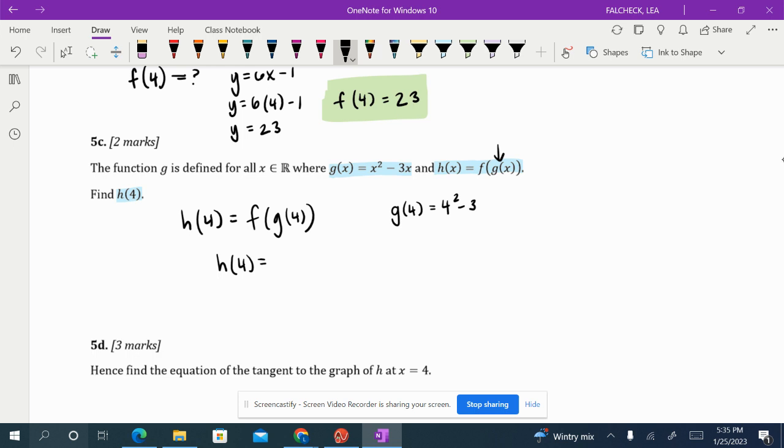4 squared minus 3 times 4, and that's going to give us 4. Okay, cool. So we've got f of 4. F of 4 was found right up here, so we're just going to use that again down here. H of 4 is going to be equal to f of 4 from above, which is 23.